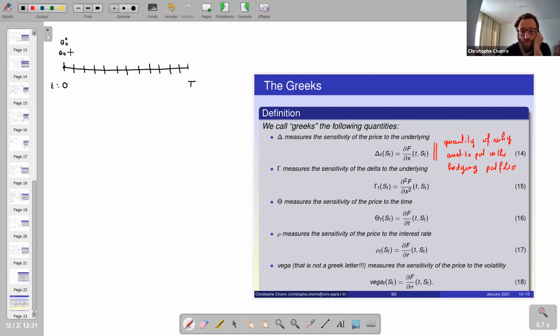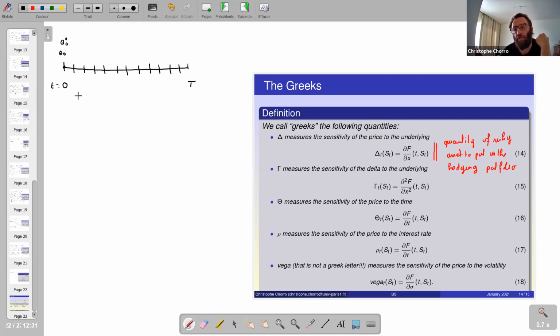This question may be answered by the value of the gamma, because suppose that at time t equal to 0 you have a very small gamma. A very small gamma means that the quantities here are not very sensitive to changes in the underlying, meaning you can wait a little time, because even if you have some change in the risky asset, it won't affect too much the composition of your hedging portfolio.